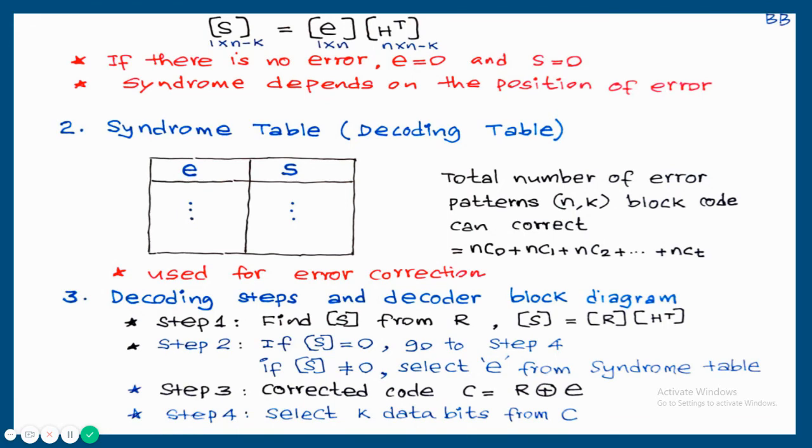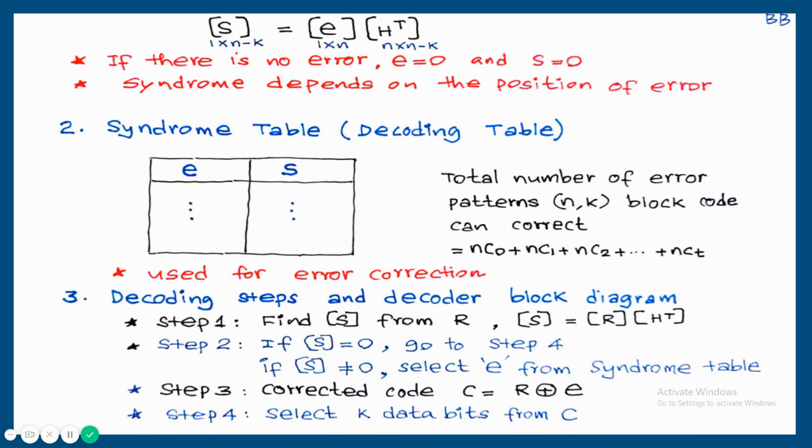So step number 3, corrected code C is equal to R plus E. R is the received code. E is the error pattern. The error pattern we are going to get from the syndrome table according to the syndrome calculated in step number 1. So in step number 1, we will get a syndrome. That syndrome will be available in the syndrome table. Against that syndrome, there is an equivalent error pattern. That error pattern and the received code are going to be XORed. The result will be the corrected code.